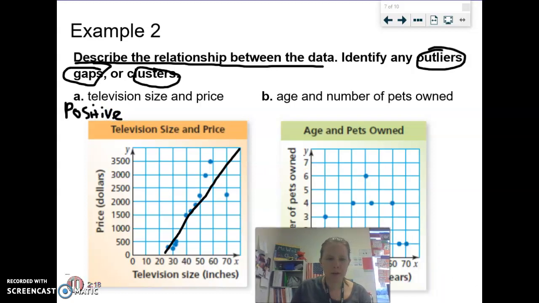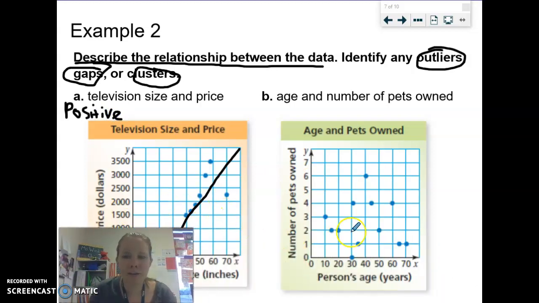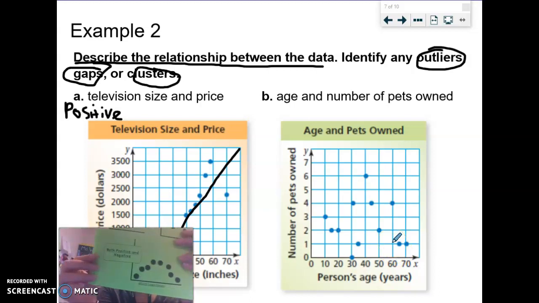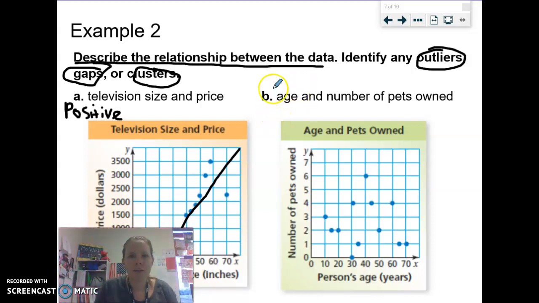The second one here, looking at my data, it kind of goes upward, but it also goes down. So I would say it's neither. It looks very similar to this bottom one here, where it doesn't look like there's really any correlation. It kind of goes up, but it also goes down. So I'd say not positive, not negative. I'm going to abbreviate it here: not pos, not neg.